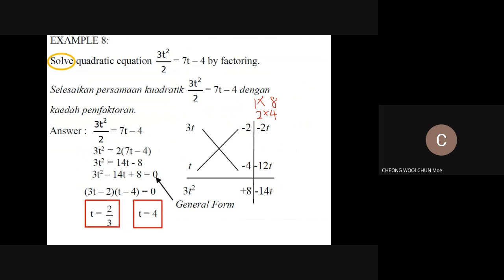Now t squared is t squared. This 8 is the same here. 3t squared is the same. Negative 14t is the same. Okay, then only I can get the correct answer. 3t minus 2, t minus 4. So 3t minus 2 equal to 0. Negative 2 bring over, positive 2. 3 bring over and divide, so 2 over 3. Okay. t minus 4, negative 4 bring over, positive 4. Okay, answer solved.